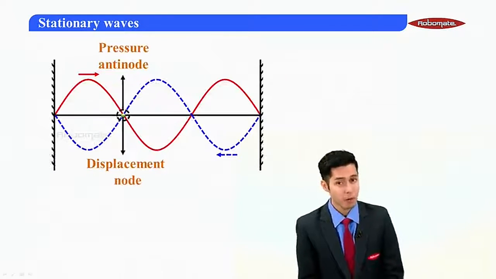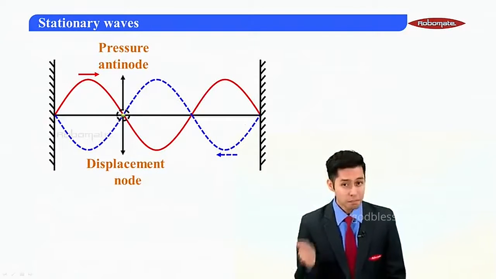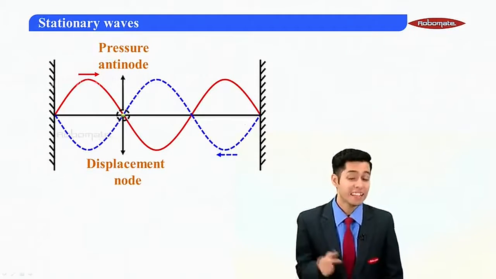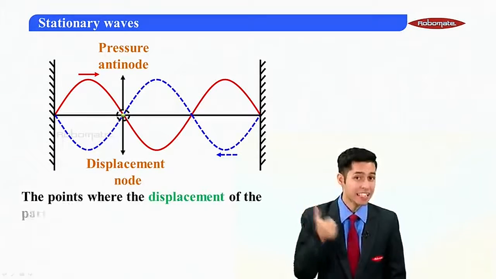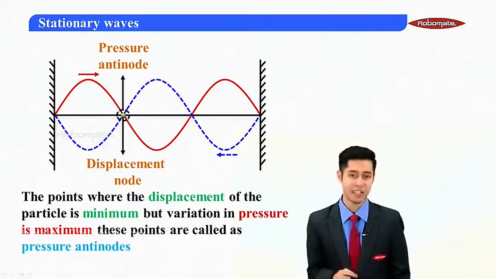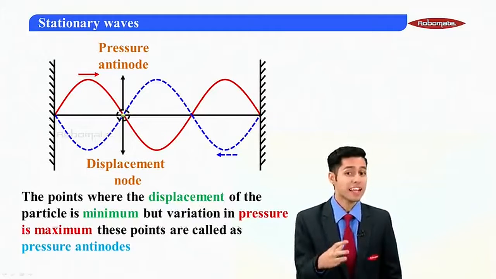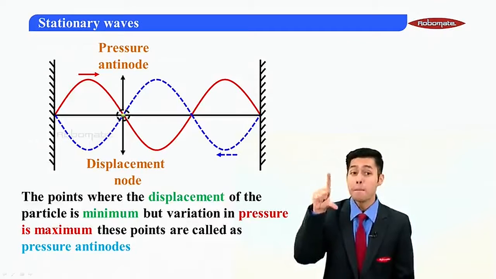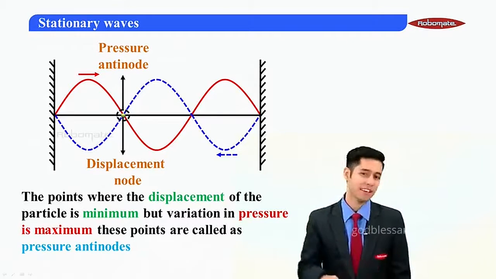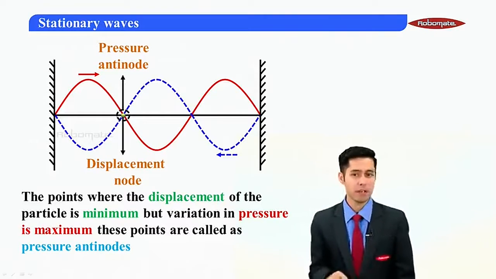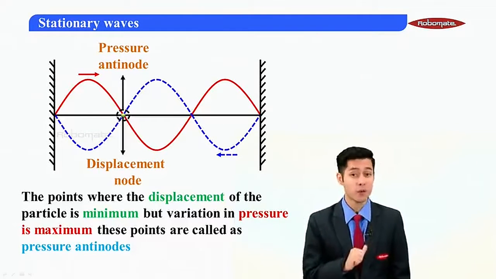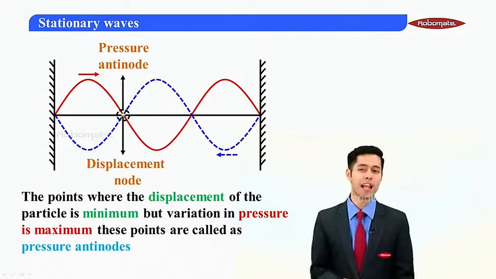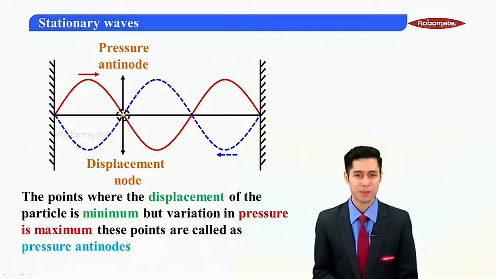We move ahead to the next point. In this point, we can see that the place where there is no displacement is called the displacement node, but it is also called the pressure antinode. It means the place where there is minimum displacement. Can I say at that place there will be maximum variation in pressure? That point will be called a displacement node, since there is no displacement but maximum pressure, hence it will be called a pressure antinode.